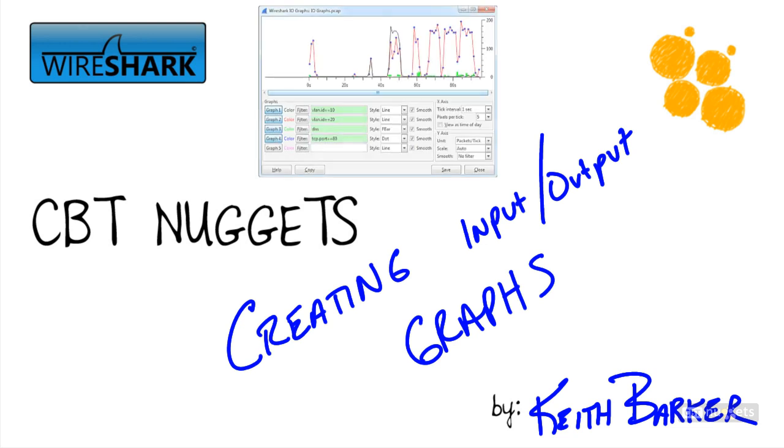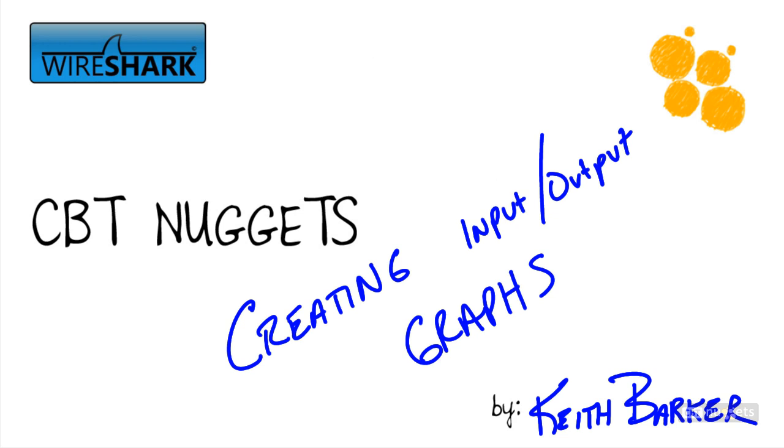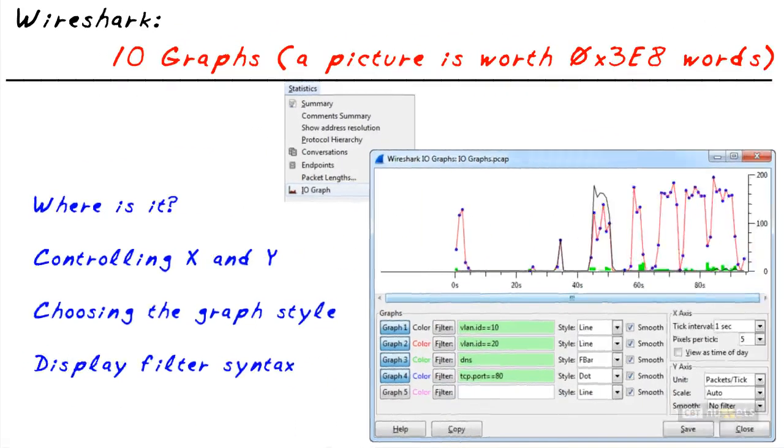Creating input-output graphs in Wireshark. Besides being incredibly useful, this is also a lot of fun. Let's begin. In this video, we're going to take a look at I/O graphs, input-output graphs, and as I look at this, that looks like a 10, which sounds like a binary joke of some type. In any event, our objectives in this nugget are pretty clear.